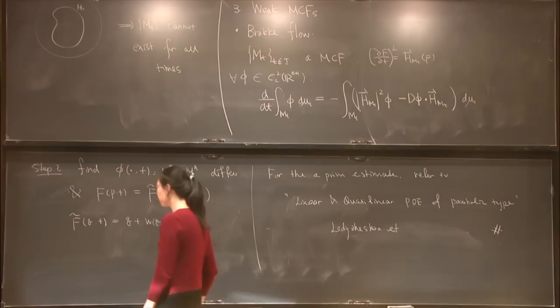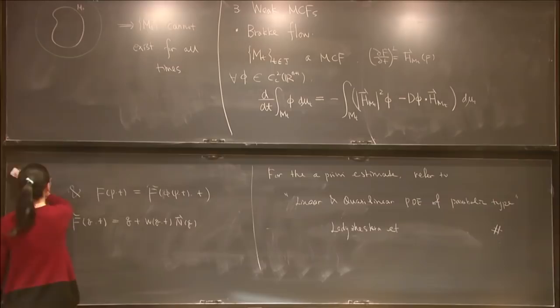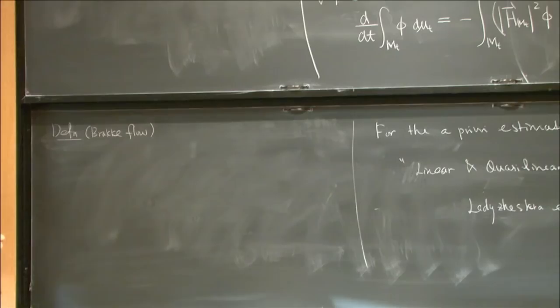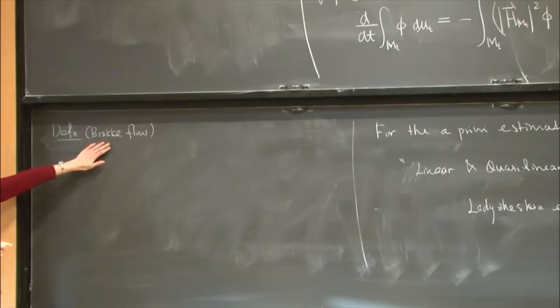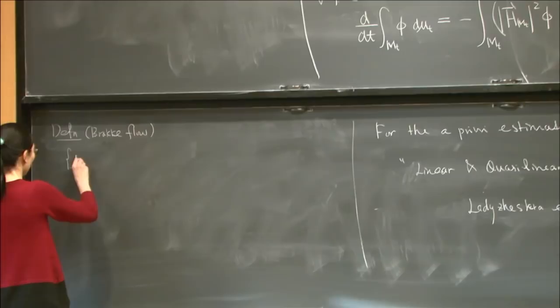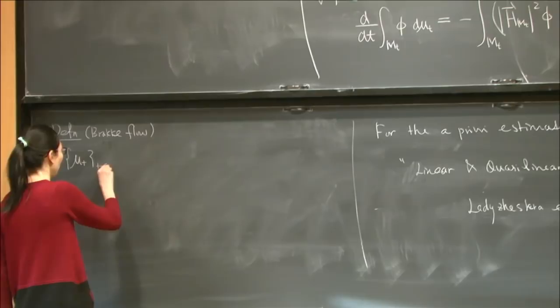So now I'm going to write down the precise definition. The definition I'm writing down now is not the same as Brakke originally gave. He considered an even more general set of varifolds. I'm going to discuss the version that Tom Ilmanen gave. Okay, so you have a one parameter family of Radon measures, say mu_t.